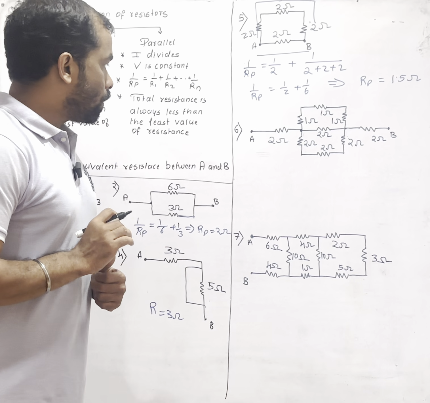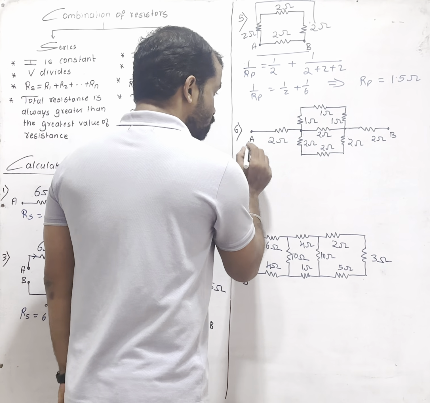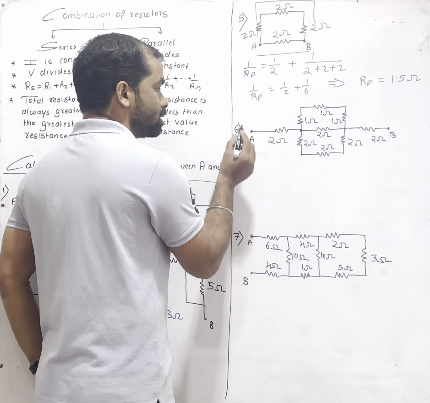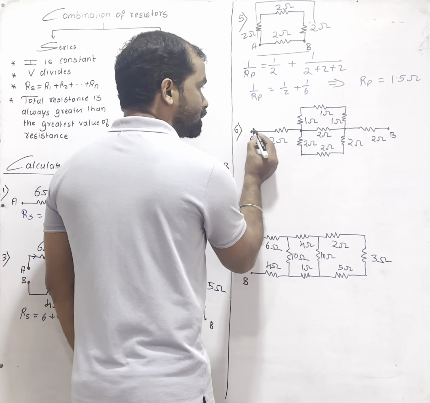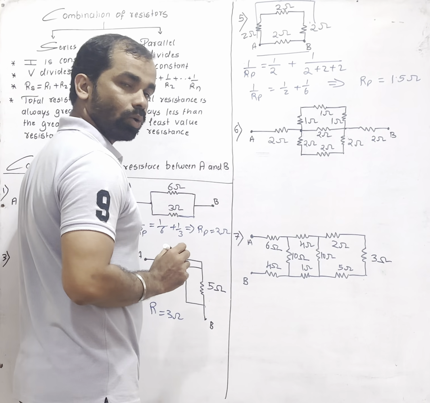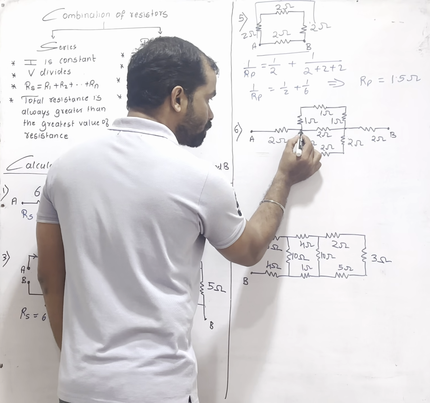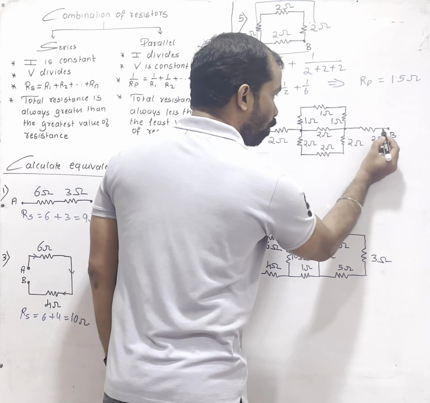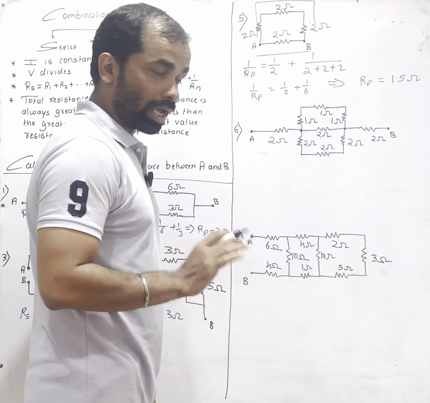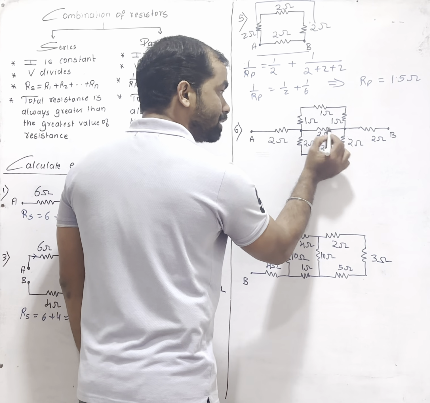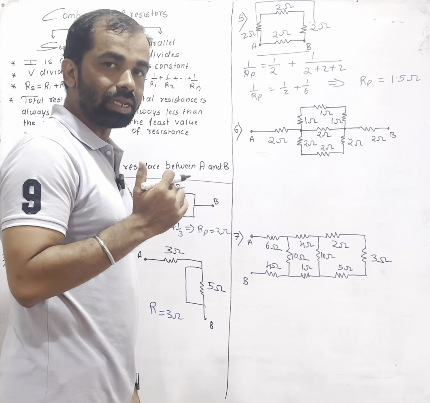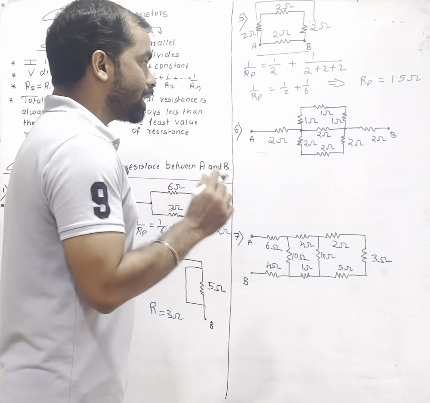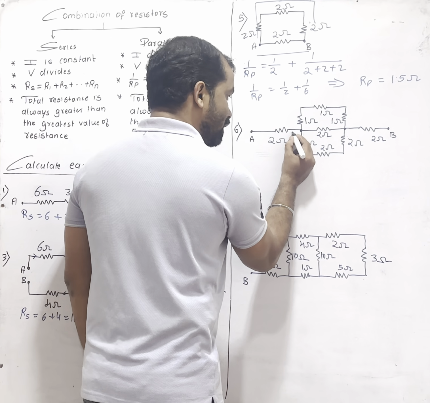Okay, now let's see the sixth sum. Over here, the question is: calculate the total resistance between A and B. Now from A till this point, there is no other path. Similarly, from this point to point B, there is no other path. But what about these two points? Here there are many paths. In such a case, just give a name to these junctions.